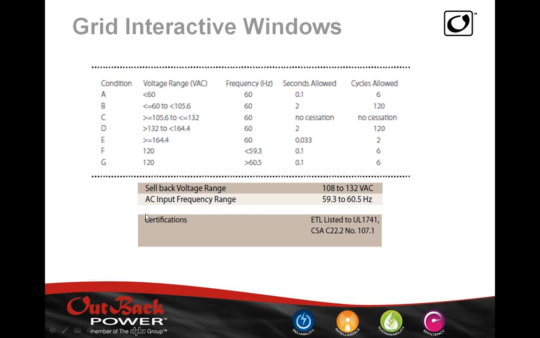These are the windows. This window is in our manual. I just want to point out that essentially the failback voltage is 108 to 132, and the AC frequency needs to be between 59.3 hertz and 60.5 hertz. So these are the voltage and frequency windows that the inverter will look for before it injects energy into the grid.